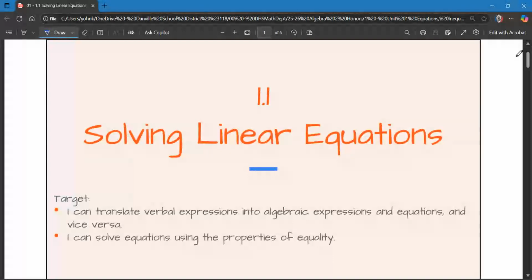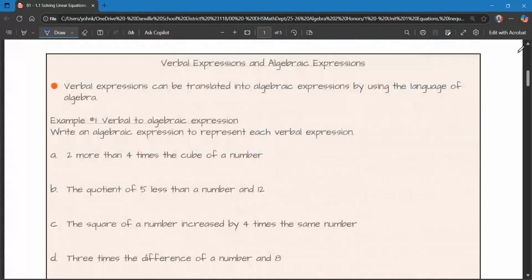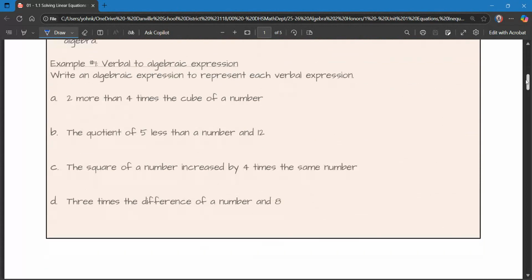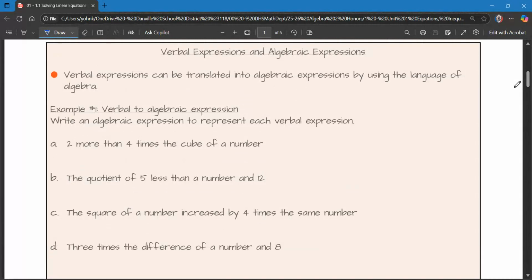Today's targets: you're going to learn how to translate verbal expressions into algebraic expressions and equations, and vice versa. And you will also learn how to solve equations using the properties of equality. Introductory stuff: verbal expressions can be translated into algebraic expressions by using the language of algebra. So basically we're going to take words and change them to symbols and numbers and then go the other way.